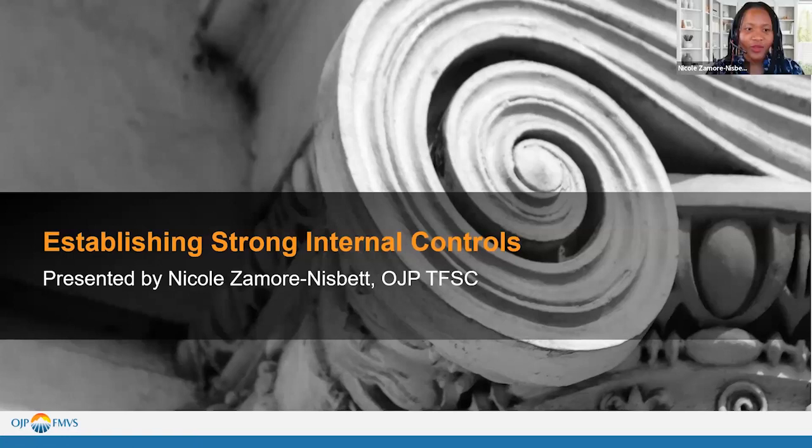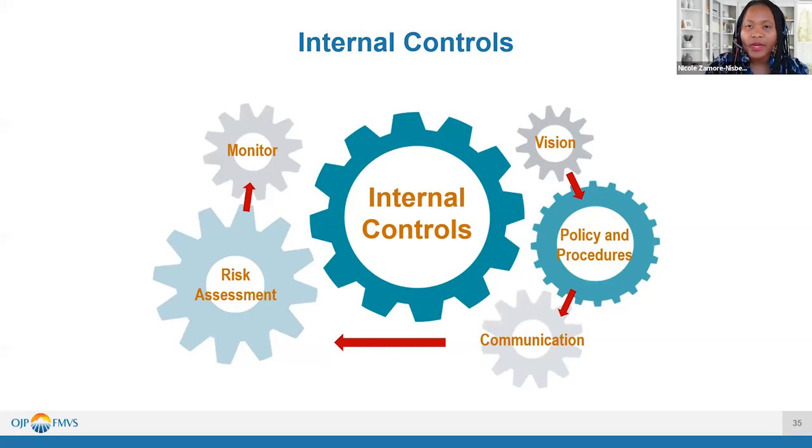Nicole? Thank you, Carlin. So we're going to get started on establishing strong internal controls. Right here, we have a graph that gives us a walkthrough of the internal control process. The vision of the organization is what the organization is in business to do, for example, victims assistance, child services, things along that line. Policies and procedures are the rules and the regulations of your organization.